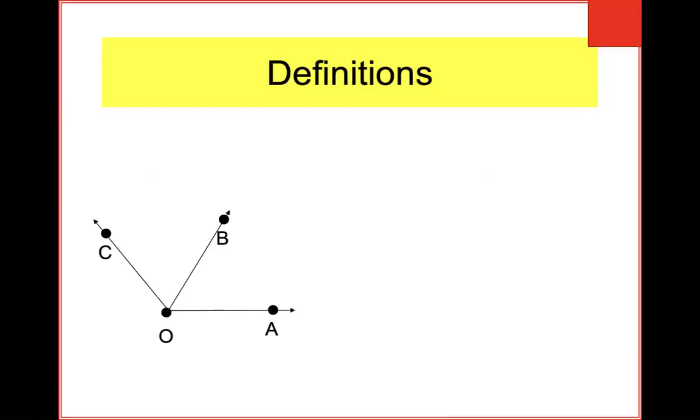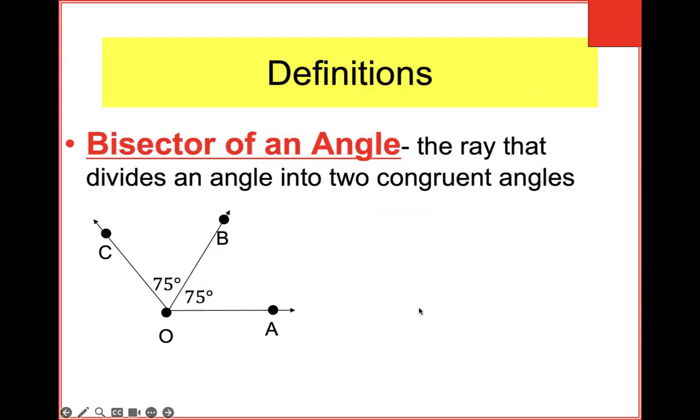Further, all right, last definition. If you have a ray that cuts a larger angle in half. Notice this ray, OB, cut angle COA in half. I created two equal angles. Since it cut the larger angle in half, we call that ray a bisector. So the bisector of an angle is a ray, that's ray OB, that divides an angle into two congruent angles. And you could further say it makes two adjacent angles. COB is adjacent to BOA. That makes sense?